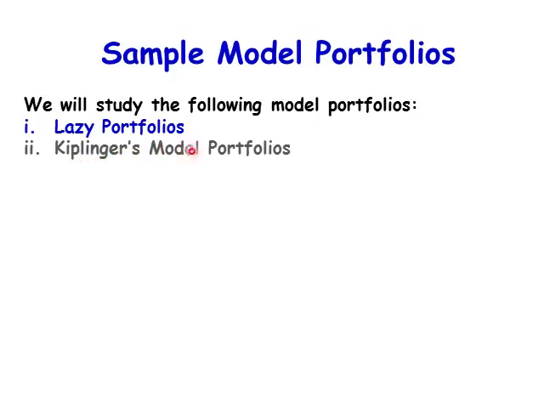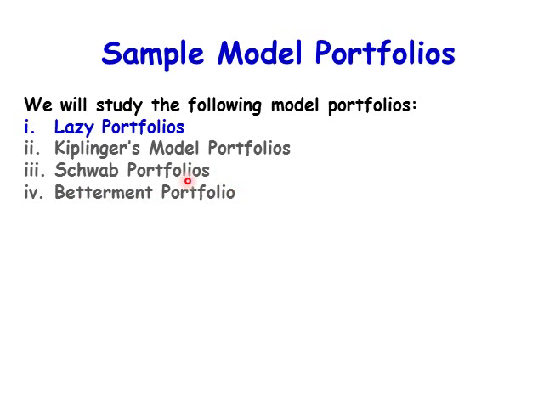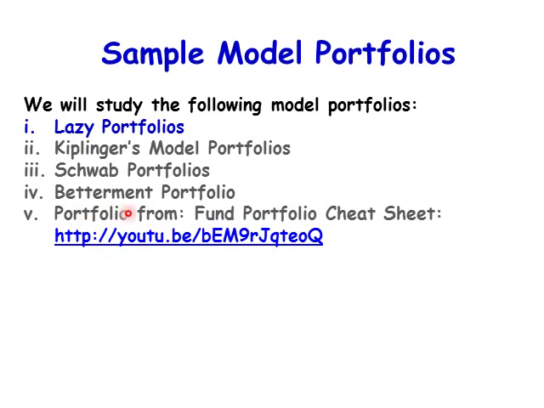We'll study the following model portfolios. First and foremost is lazy portfolios. Then Kiplinger's model portfolios. Kiplinger's Personal Finance magazine has put together a number of model portfolios online. Then we do Schwab's portfolios. Schwab has put together some five or six portfolios online. Then we look at a Betterment portfolio. Then we look at the portfolio we got in the other video, the cheat sheet video, and that's the link on YouTube. Let's continue.